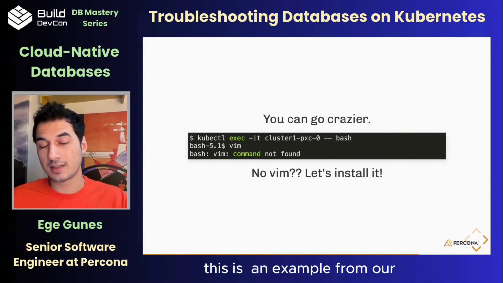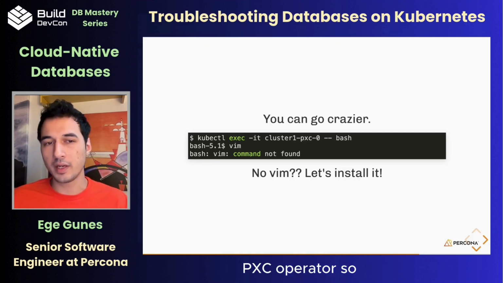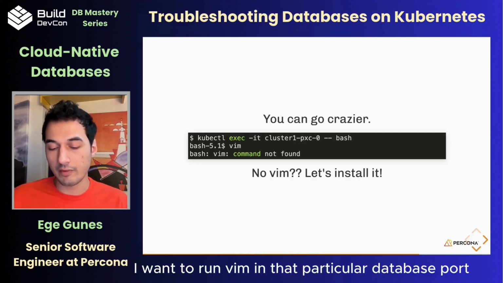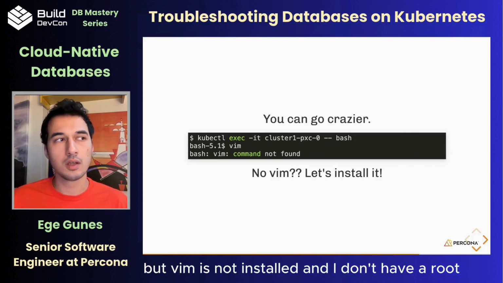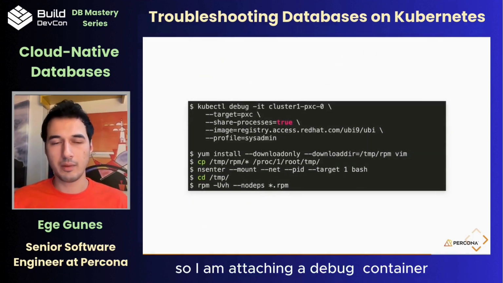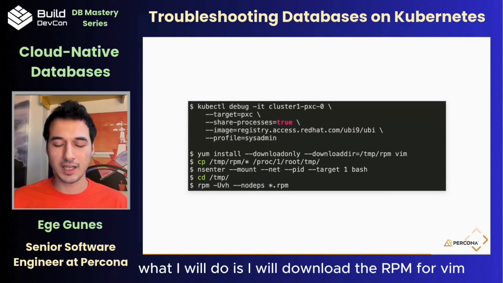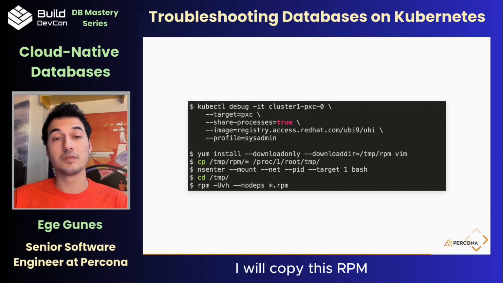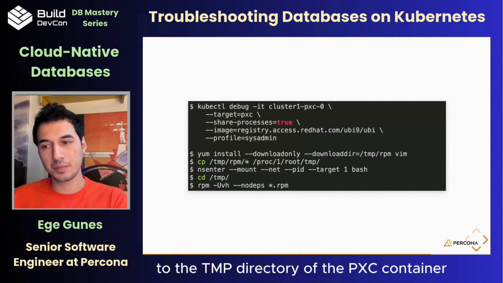For example, this is an example from our PXC operator. I want to run Vim in that particular database pod, but Vim is not installed, and I don't have root. The container file system is read-only. So how can I install Vim? I am attaching a debug container, and in the debug container I will download the RPM for Vim. I will copy this RPM to the tmp directory of the PXC container.